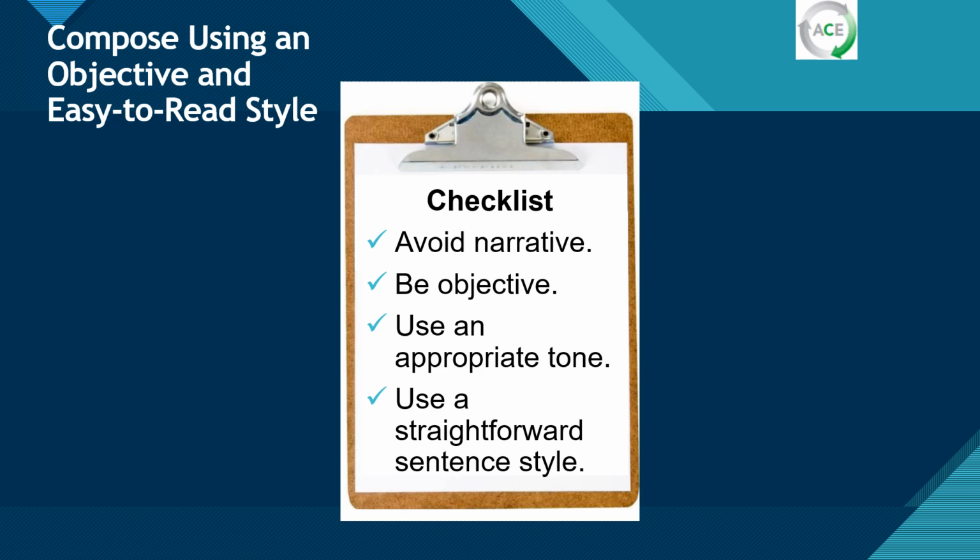Avoid narrative. Do not waste your readers' time by including a detailed account of what you did to collect the information. Be objective. For every claim you make, provide reasoning and supporting evidence. Use an appropriate tone. Although some internal reports may use informal wording, including contractions such as isn't, won't, or will, reports for external audiences are typically formal. Make the report easy to skim and the information easy to find. Use headings that flow logically and outline how the report is organized. Use a straightforward sentence style. All reports benefit from a writing style that uses concise sentences and active voice.